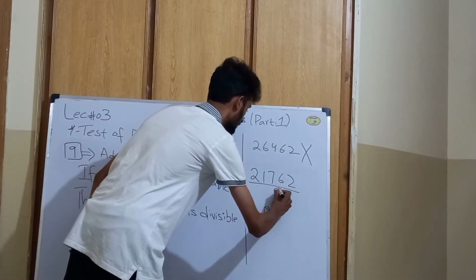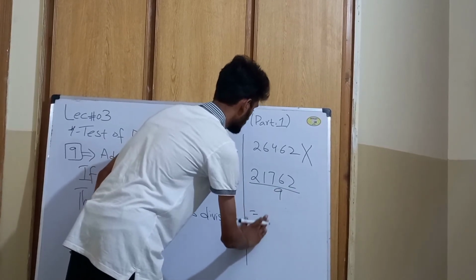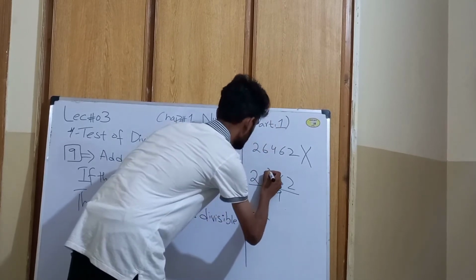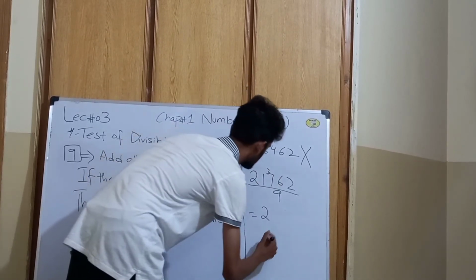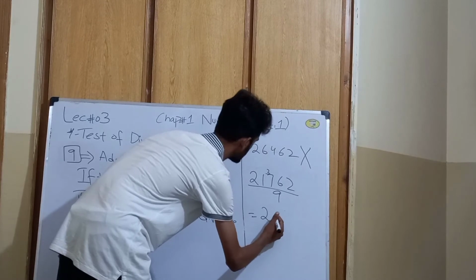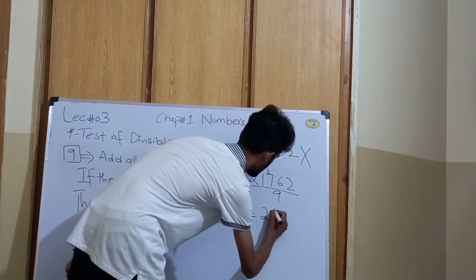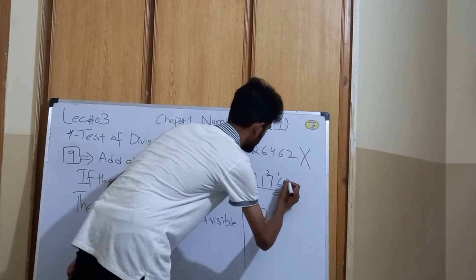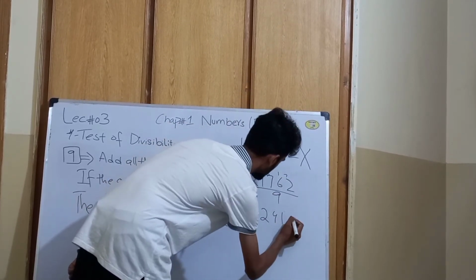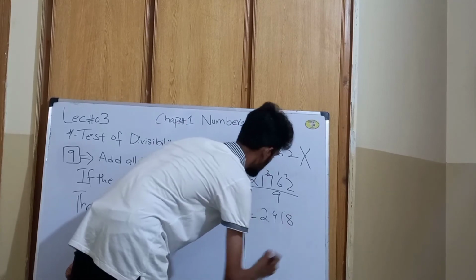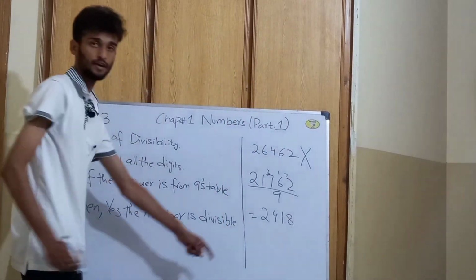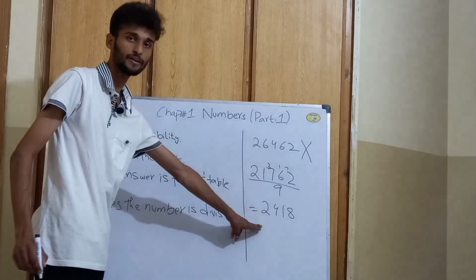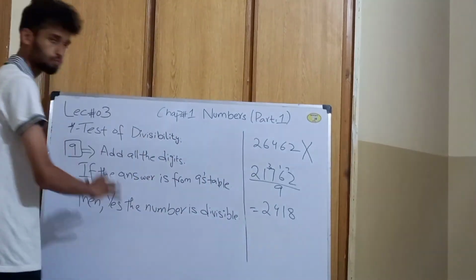We can divide it by 9. So what will be the answer? The answer will be 2418 when we divide this number by 9. It's not in decimal, so our method is proper.